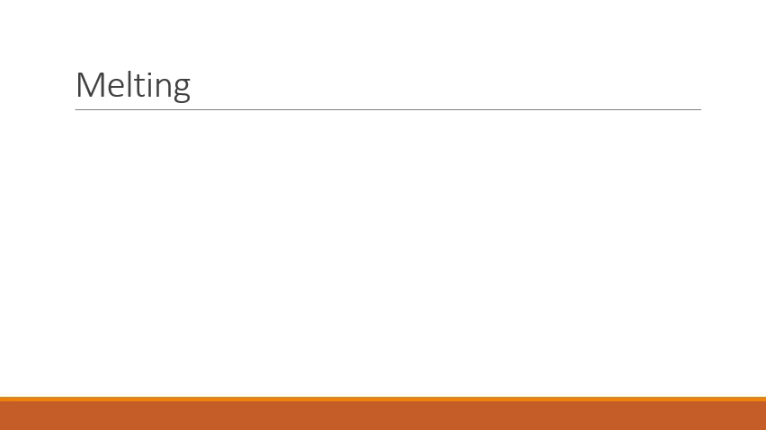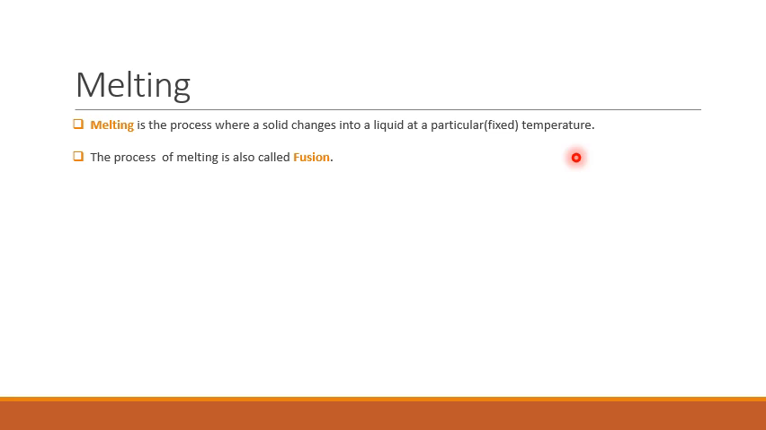Let's see what is melting. Melting is a process where a solid changes into liquid at a fixed or particular temperature. So in melting, solid changes to liquid at a fixed temperature. The process of melting is also known as fusion.